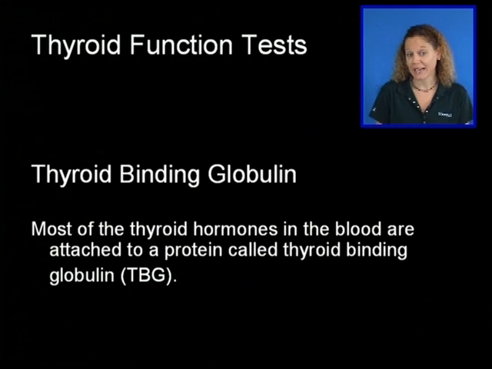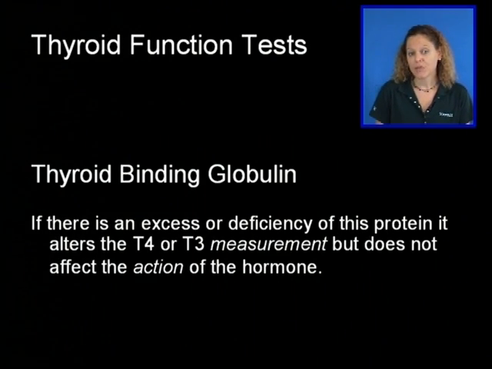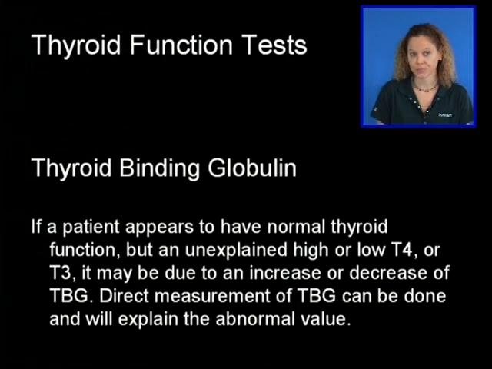So thyroid binding globulin is TBG, and most of the thyroid hormones in the blood are attached to a protein, and this protein is called thyroid binding globulin. If there is an excess or deficiency of this protein, it alters the T4 or T3 measurement, but it does not affect the action of the hormone.